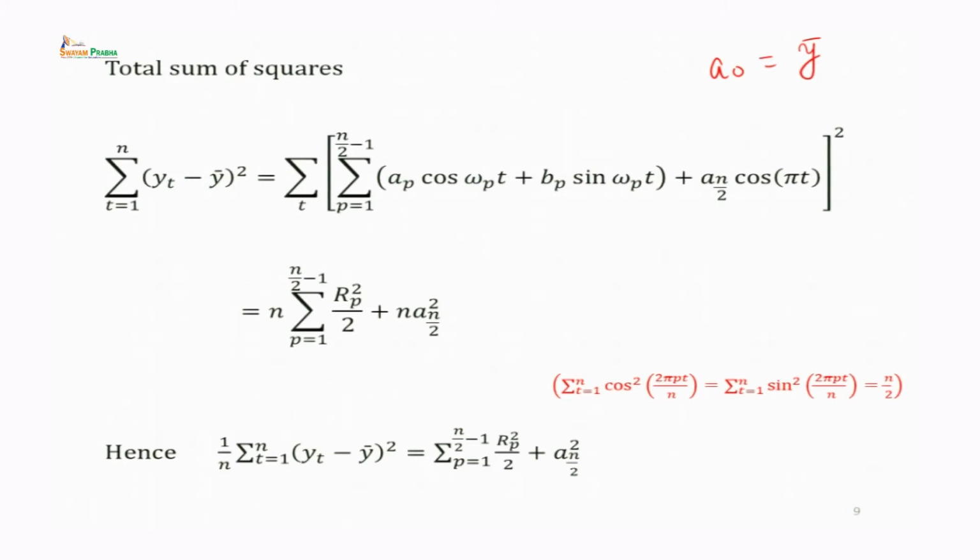Then so far as cross product terms are concerned, you get, say, summation over t of cos omega_p t sin omega_p t, which is equal to 0. All the cross product terms have summation over t equal to 0. So, finally, you can write the total sum of squares in this form. Or if you divide both sides by n, then 1 upon n summation of (y_t minus y bar) square is equal to summation of R_p square by 2 plus A_(n/2) square.